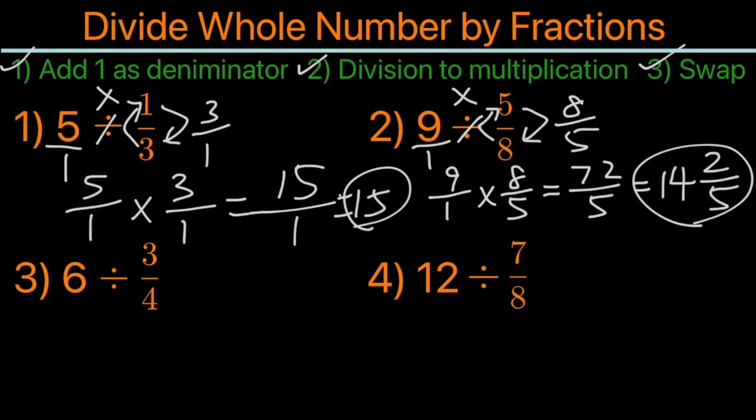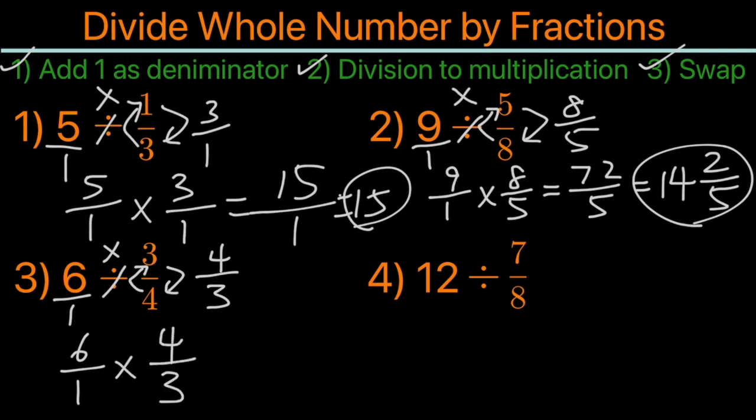Now for the third example, using the same steps, denominator of 1, change to multiplication, swapping second fraction, rewriting. Now here we can see that 6 and 3 can all be divisible by 3, and that will be simplified. 2 as the numerator and a 1 as the denominator here. And so 2 times 4 is 8, and 1 times 1 is 1, so the answer would be 8.